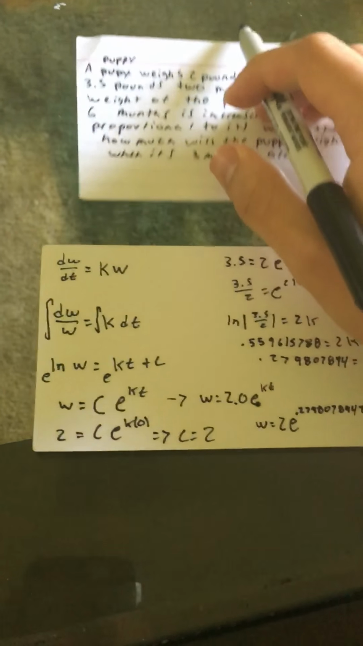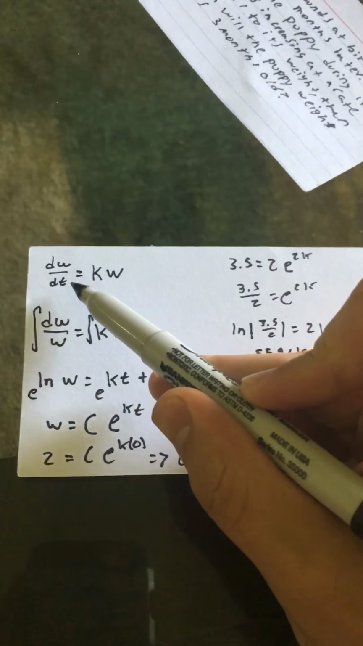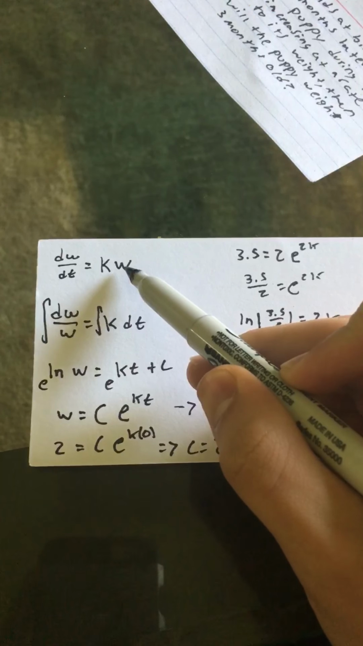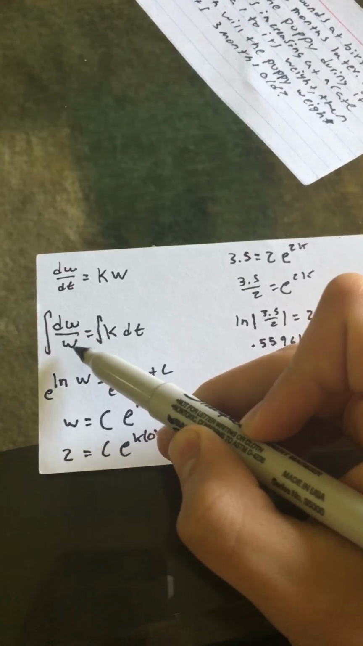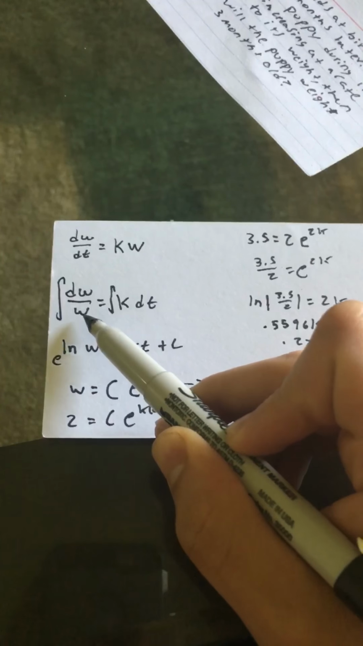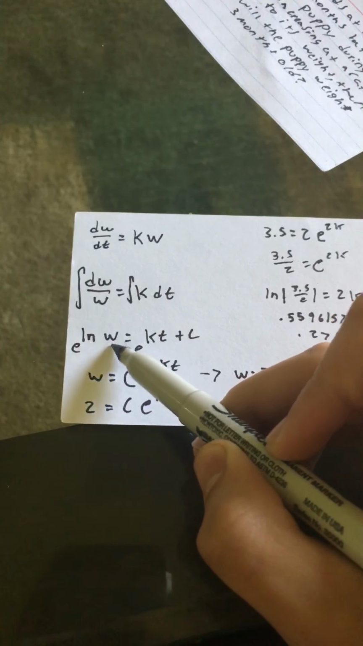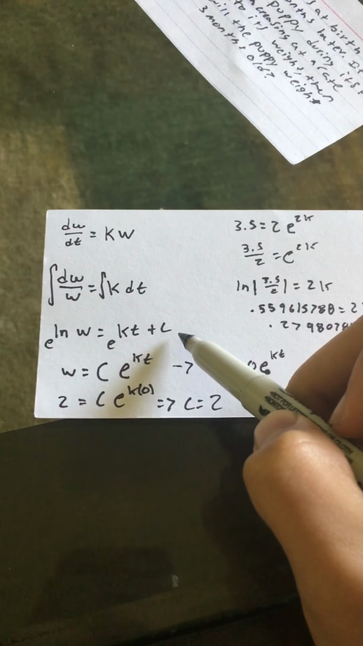So once you're there, you want to separate and integrate. You will want to multiply by dt and divide by W to get the W's on one side. Once you do that, you integrate it. Then you're left with 1 over W, which integrates to the natural log of W, and then it'll be k times t plus C.